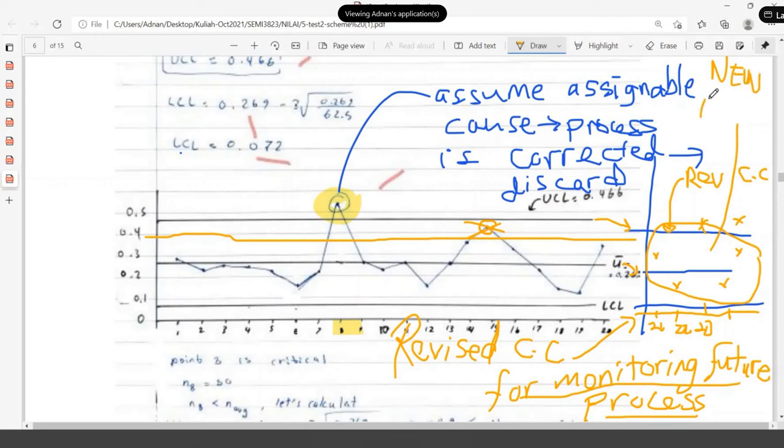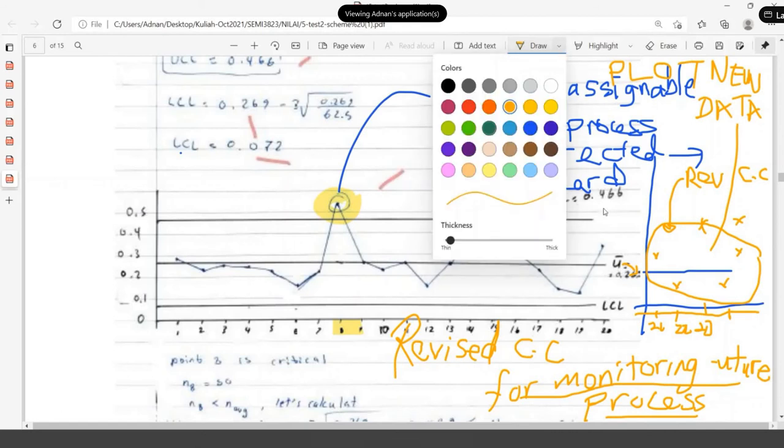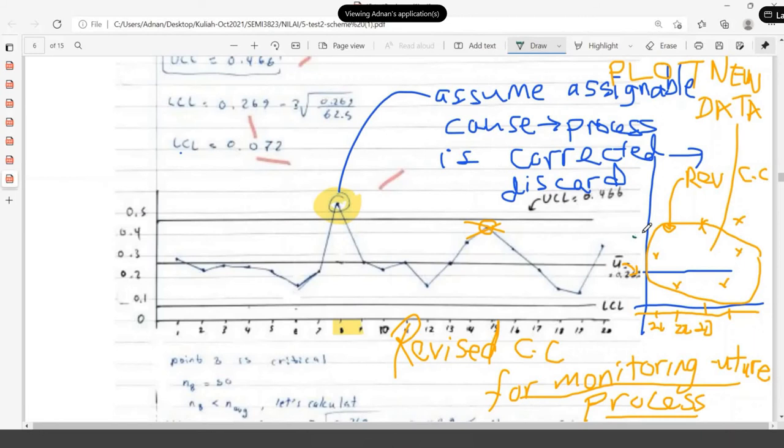Okay, new data. So old data no longer used. Okay, we plot new data. Now let's say you plot new data and it happened to be that it falls outside the revised control limit. Let's say it falls outside. So when it falls outside, we can actually stop the process. We know it's unstable.